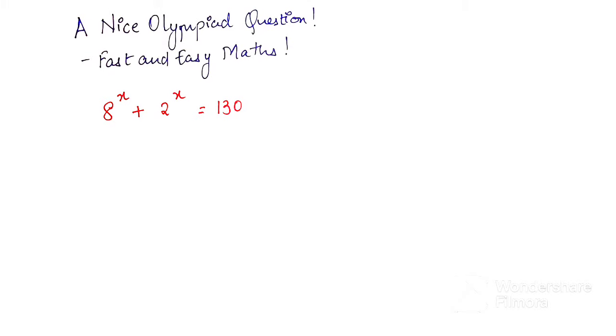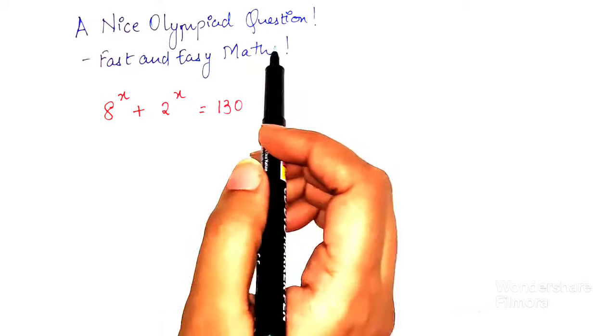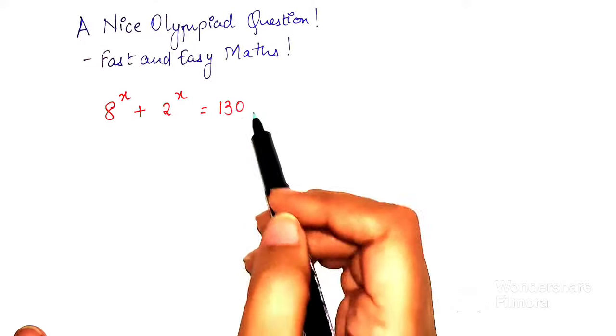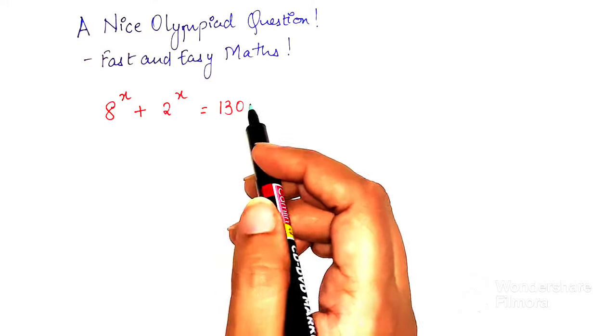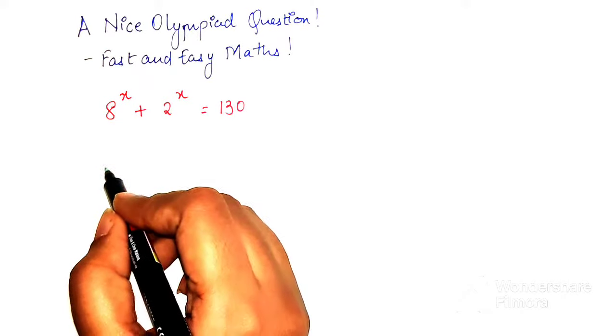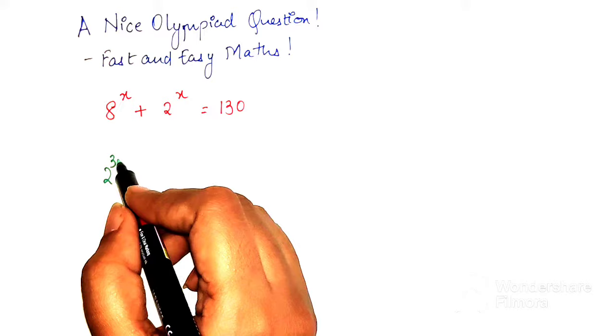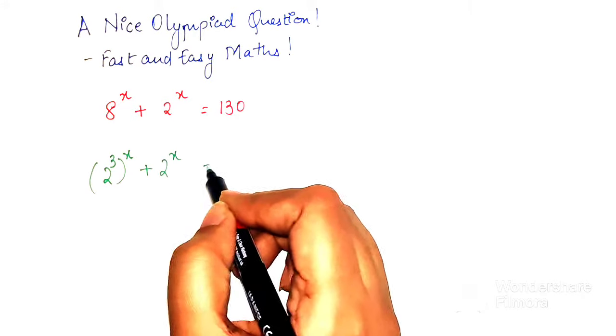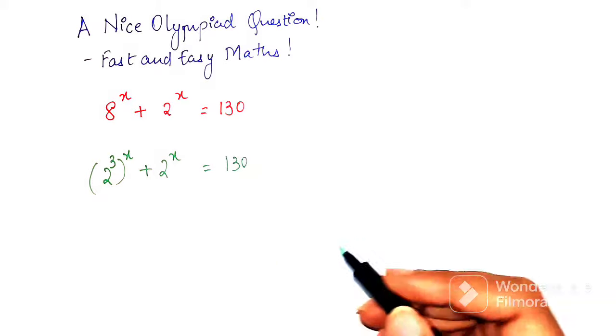Related to mathematics. So students, today we are going to solve a nice Olympiad question, and the question is 8 raised to x plus 2 raised to x is equal to 130, and we need to solve this. Okay, so here this 8 can be written in terms of what? 2. We can write this as nothing but (2 raised to 3) the whole raised to x plus 2 raised to x is equal to 130, right?